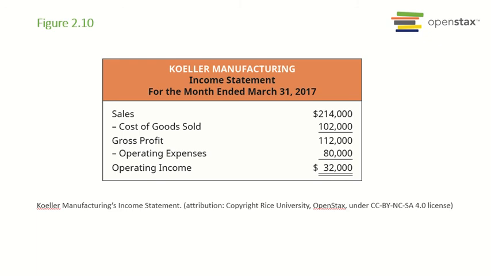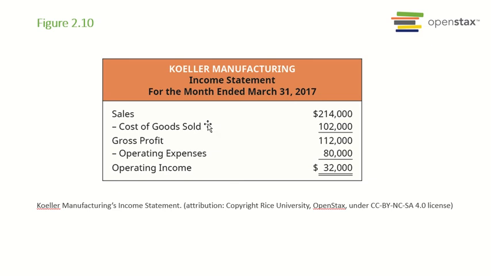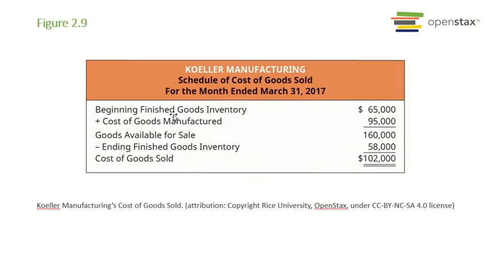So this is an example of an income statement for manufacturing firms. Sales minus cost of goods sold, we get gross profit, minus operating expenses, we get net income. This is the example of the schedule of cost of goods sold. So cost of goods sold goes here, to the income statement, right? Beginning finished goods inventory plus cost of goods manufactured, we get goods available for sale, minus ending finished goods inventory, we get cost of goods sold.